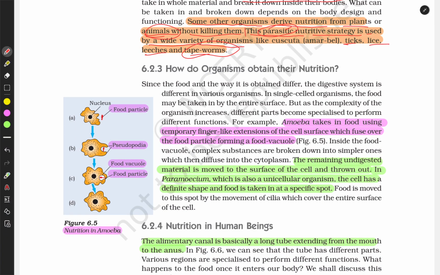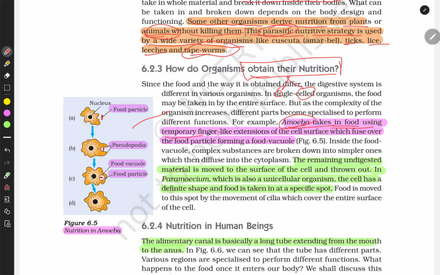So there are different ways in which organisms obtain their nutrition from the outside. Let's discuss these different ways of obtaining nutrition. It is different in animals from plants, and also different in unicellular organisms. Amoeba is a unicellular organism.